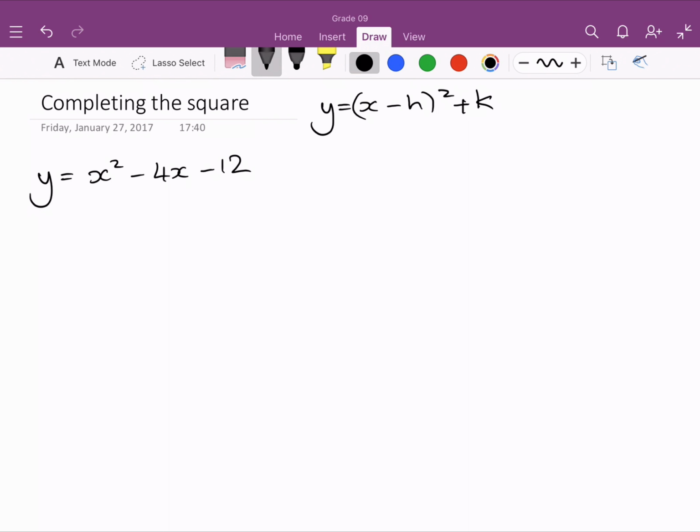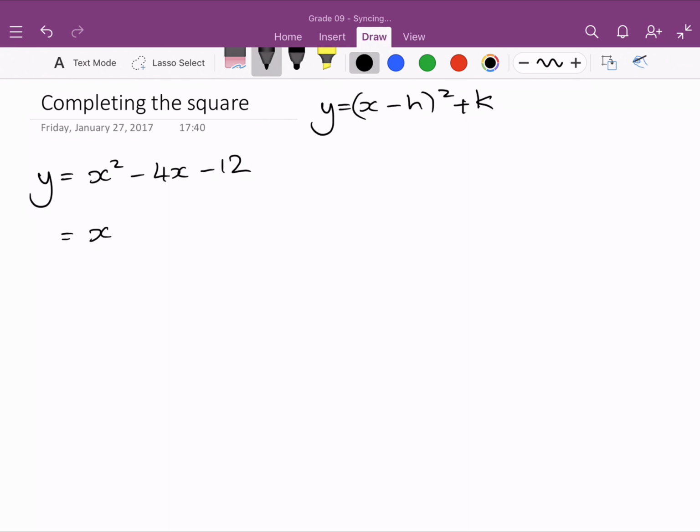The first thing we need to do is put some brackets around the first part. I always like to rewrite the equation underneath and put parentheses around the first part here. In this form, where a is 1, the coefficient of x squared is 1, these parentheses are not particularly useful, but they will be when a is not 1. The next thing we have to do is halve this value, so this 4 that we have, we need to halve.